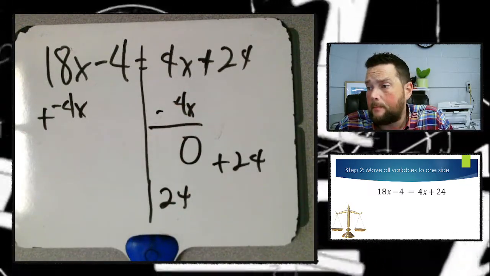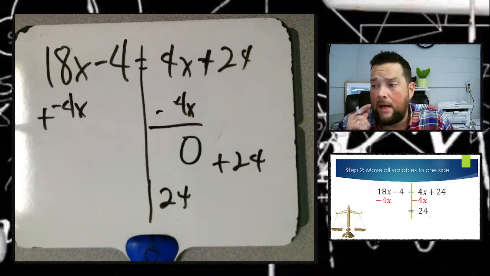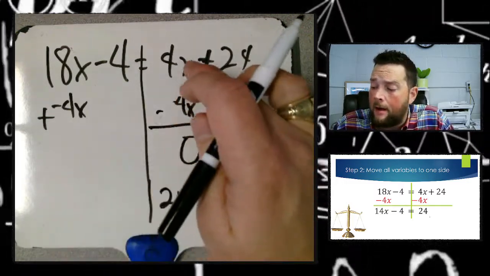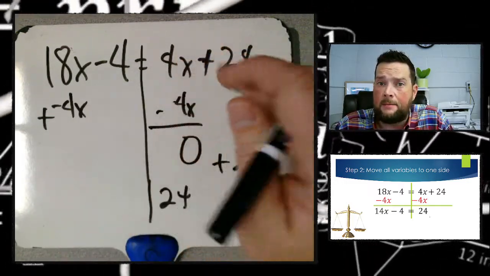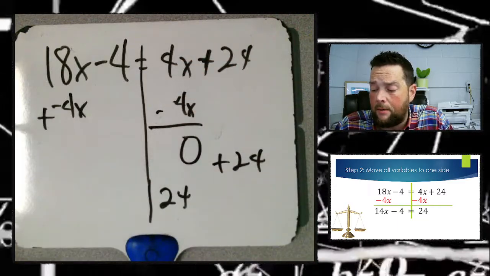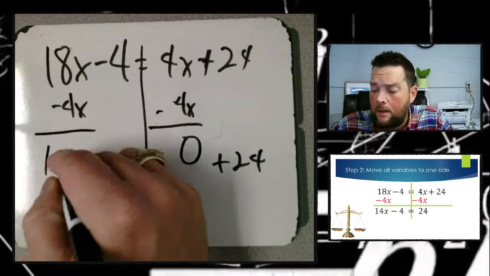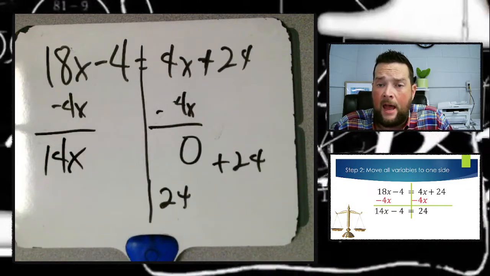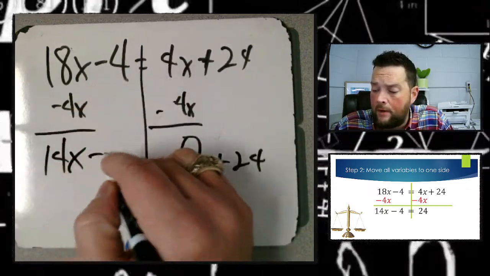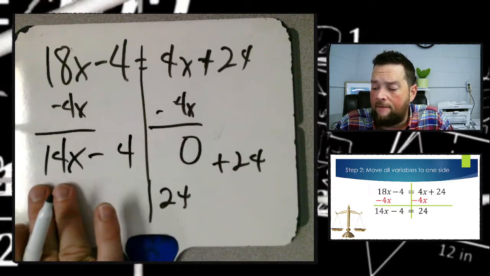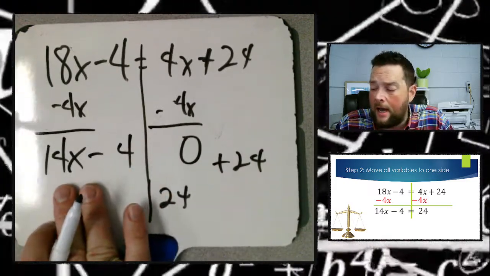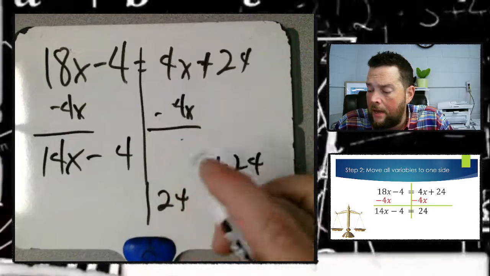There we go. There's the slide for us over here. 4x plus negative 4x is the same thing as saying 4x minus 4x. So there we go. We're just taking 18x minus 4x. We're going to come up with 14x. And then don't forget your subtract 4. Bring that on down. So we've got 14x minus 4 on this side. And on this side, we ultimately had 24.